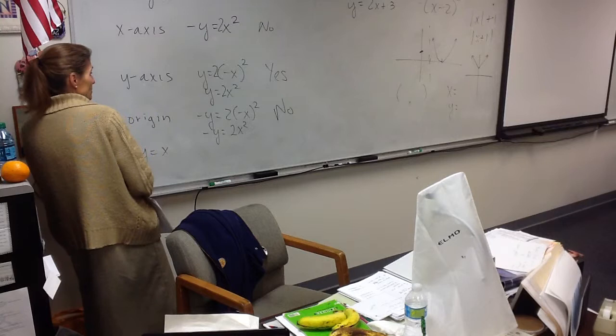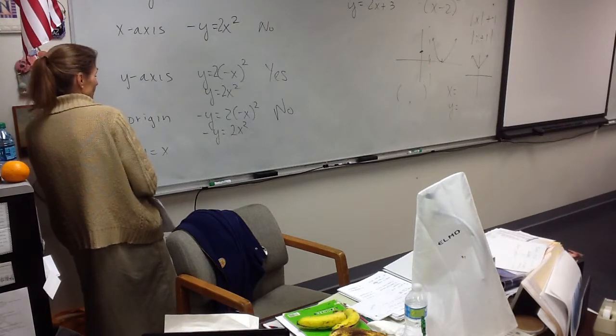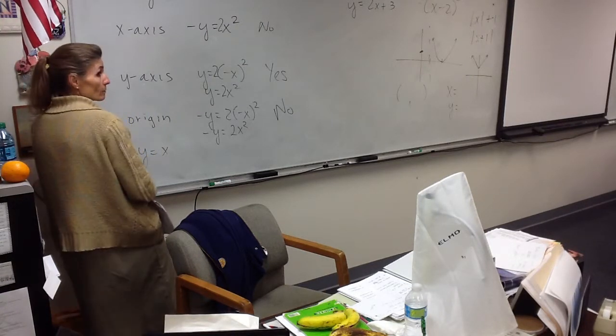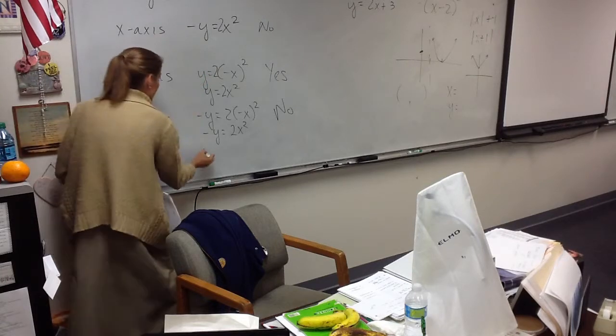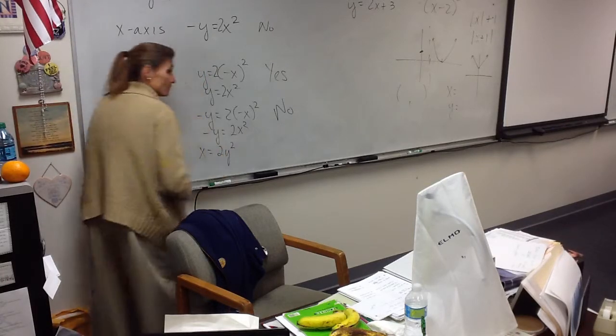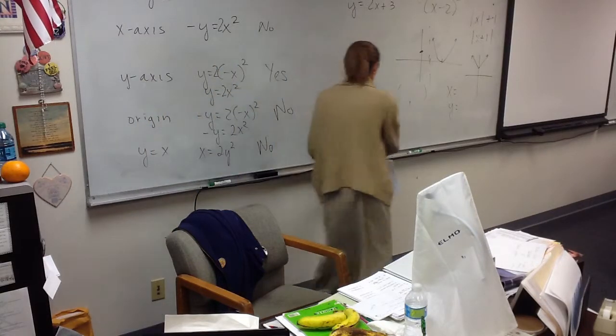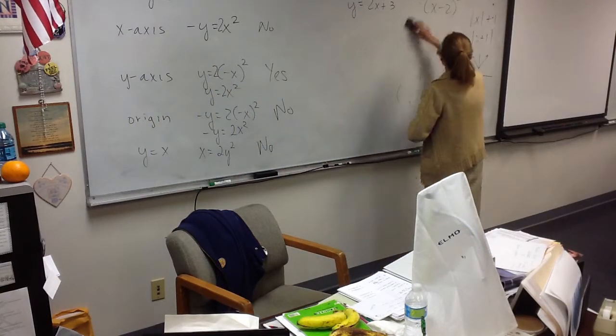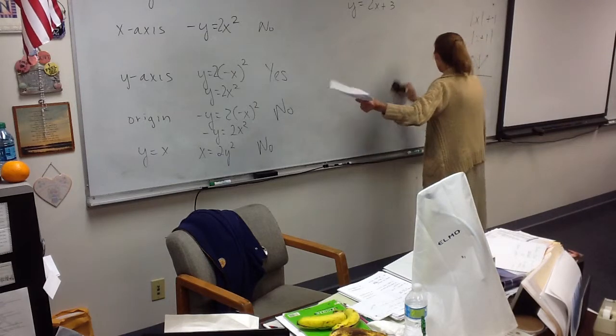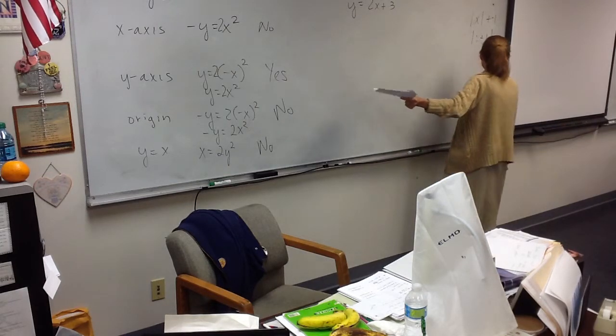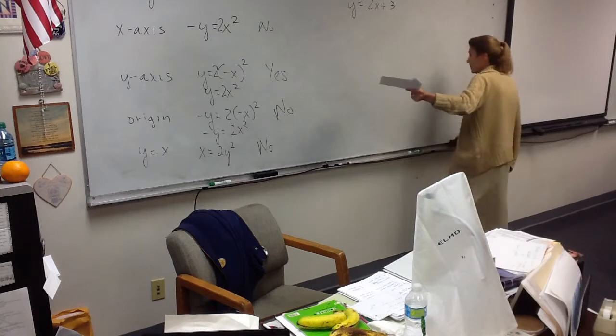How about y equals x? What's our test there? Flip them. So you'll have x equals 2y squared? Clearly, that's not the same equation. Because that curve has symmetry about the y-axis, it is called what kind of a function? Even.